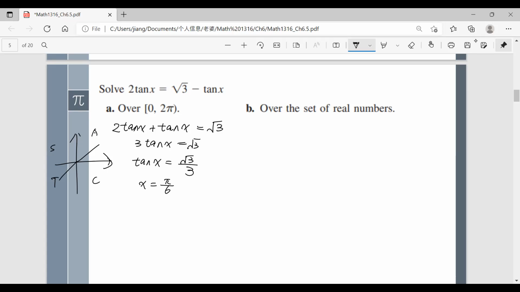Because here is the radian, I must use pi over 6. That means the reference angle is pi over 6. And in the third quadrant, the reference angle is pi over 6. That means from the initial side to this terminal side is pi over 6 plus pi. So x equals pi over 6 or pi over 6 plus pi. So pi over 6 plus pi, that's 7 pi over 6.